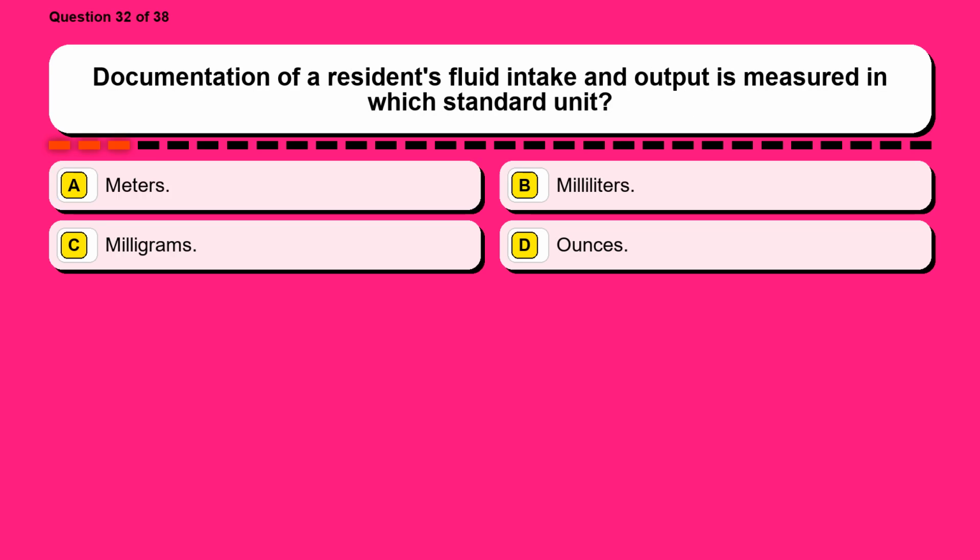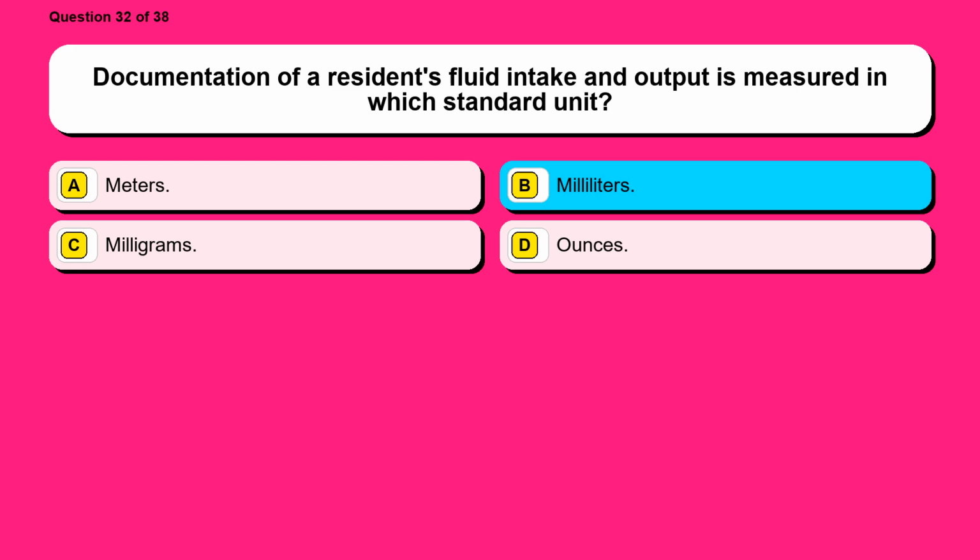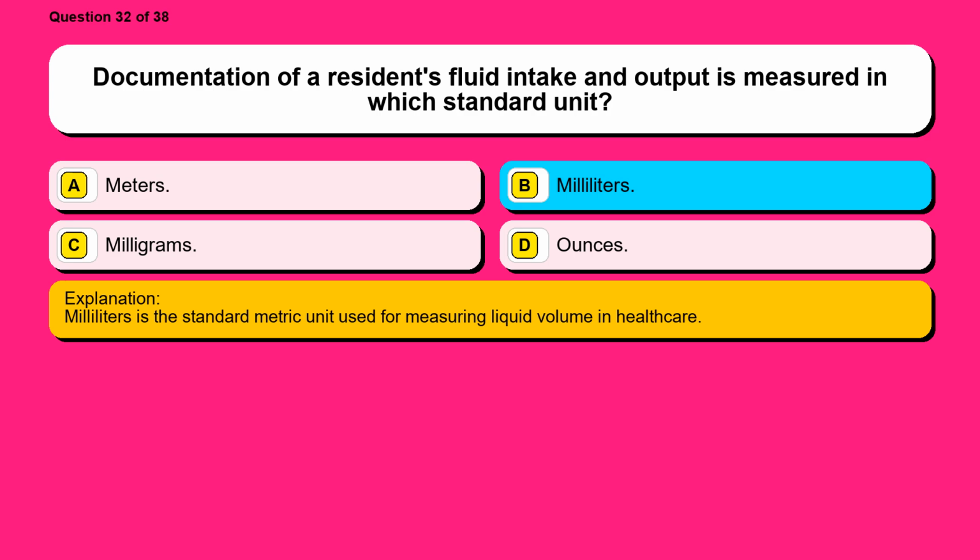Question 32. Documentation of a resident's fluid intake and output is measured in which standard unit? Option A, meters. Option B, milliliters. Option C, milligrams. Option D, ounces. The correct answer is option B, milliliters. Milliliters is the standard metric unit used for measuring liquid volume in healthcare.